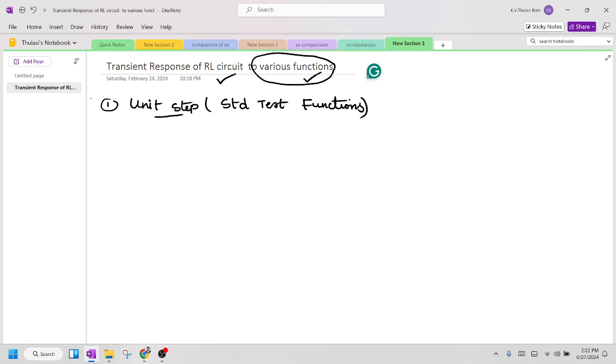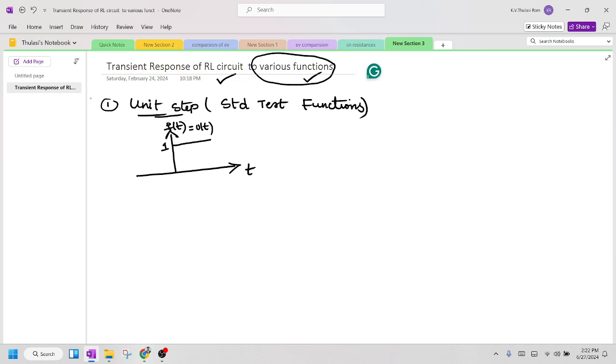Let's try to see here. So let's try to define what is meant by a unit step. The unit step waveform is defined like this. On the x-axis, you are going to have the time t. On the y-axis, you are going to have the function f of t. So here, f of t we are going to call a unit step, and we can write it as u of t. This is maintaining a magnitude of 1.